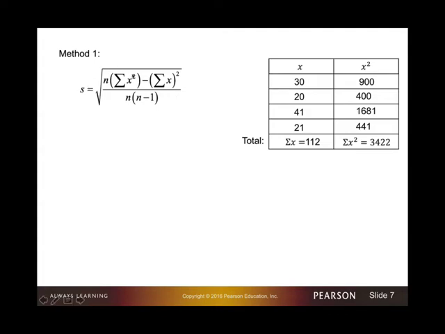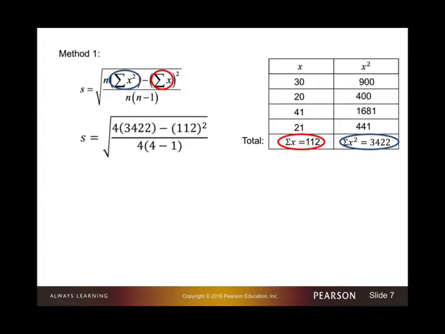Now we're going to look at the formula. The n here represents the number of data. So we have 1, 2, 3, 4, so your n is equal to 4. Then you plug the summation of x into here. Summation x will be equal to 112. Make sure you have 112 and then square. And the summation x squared will be from here. So plug it in, and plug in n equal to 4. You will have this one.